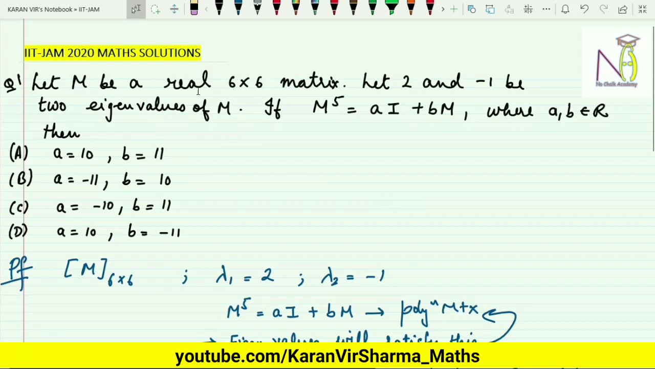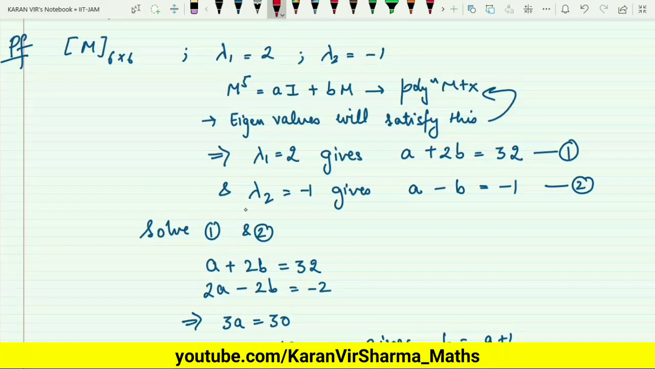Then I have to comment on the value of A and B, and the options are: A is equal to 10, B is equal to 11. Second option is A is equal to minus 11, B is equal to 10. Third option is A is equal to minus 10, B is equal to 11, and the fourth option is A is equal to 10 and B is equal to minus 11. So let us solve this question.